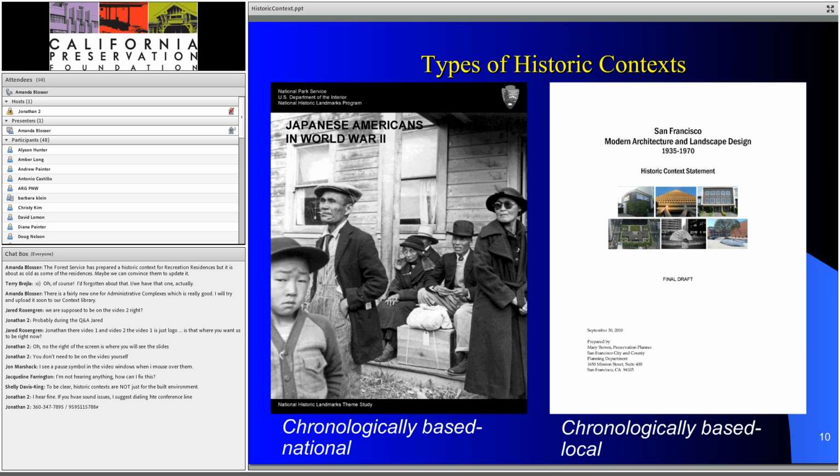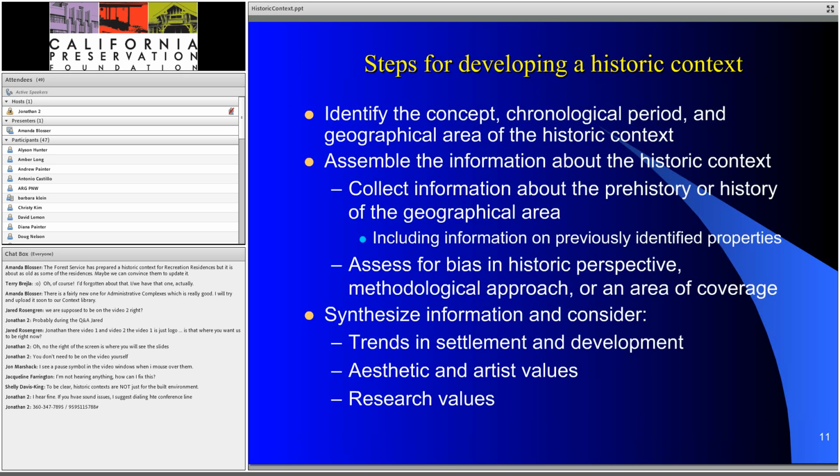From 1935 to 1970, that's a chronology, a time period, but it's also thematic in that it's focused on modern architecture and landscape design, and also a specific geography, which is San Francisco. Okay, so that's the basic introduction to some of the types.